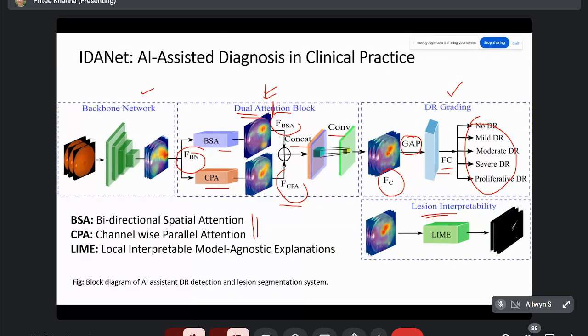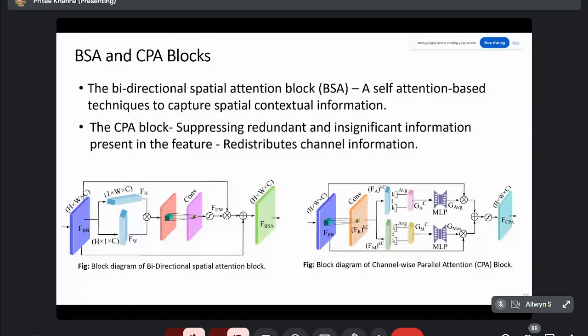A good point is that I will show you that this model is tested on a completely unseen data set also, that belongs to a different ethnicity. And we found it giving good performance. But let us first focus on the BSA and CPA blocks.